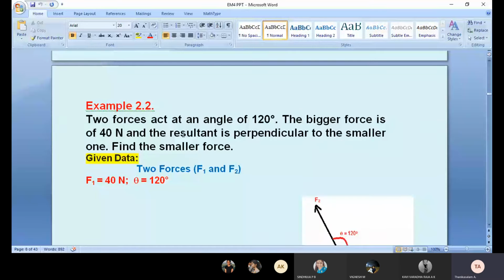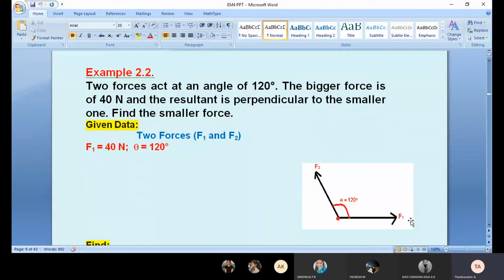The bigger force is 40. Whether it's the bigger force or the smaller force, you always take the first force as horizontal. Here, F1, I have taken as 40 Newton. And they mention the resultant is perpendicular to the smaller one. Two forces are acting, one bigger and one smaller. I am taking the bigger force F1, so it's horizontal. F2 is the smaller force, and we have to find the smaller force F2.